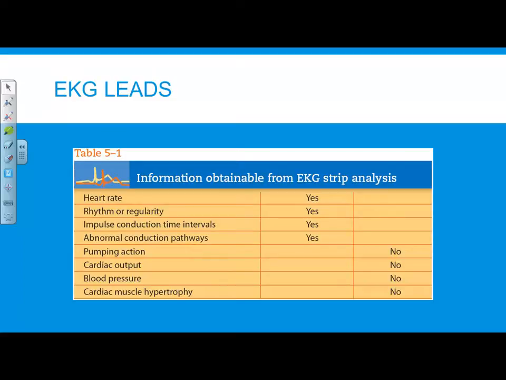So here's things that can be obtained from an EKG strip. Anything to do electrically: your rate, your rhythm, time intervals, conduction pathways. It cannot tell you how good it's pumping. It cannot tell you the cardiac output that's being put out. It cannot tell you what a blood pressure is, and it cannot tell you the condition of the cardiac muscle itself.